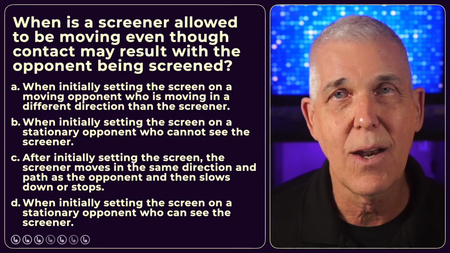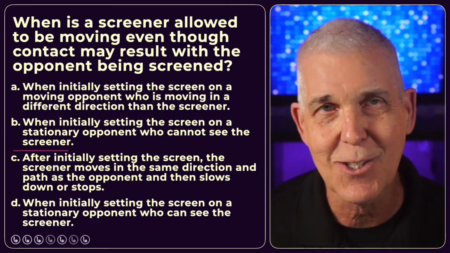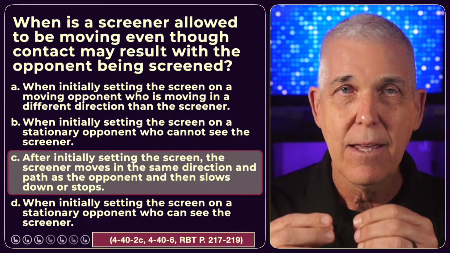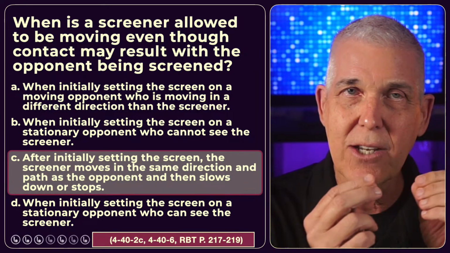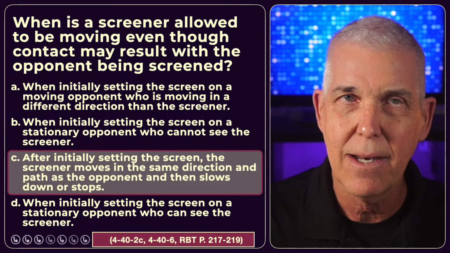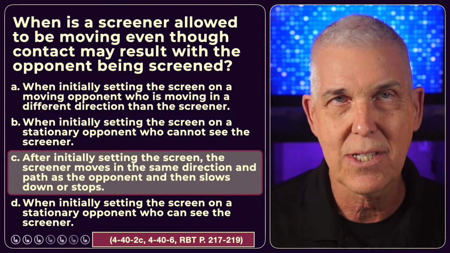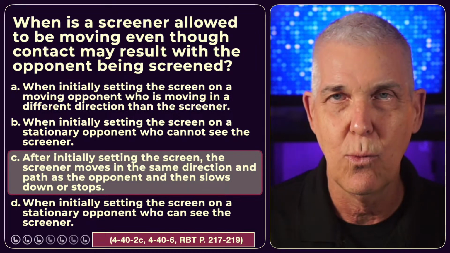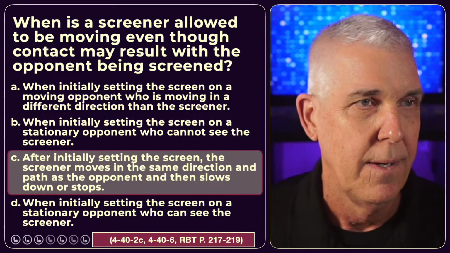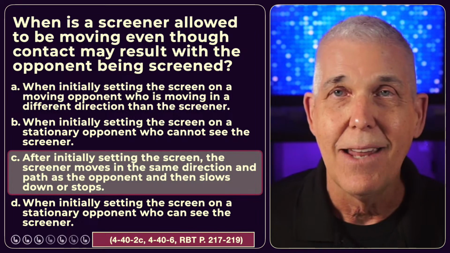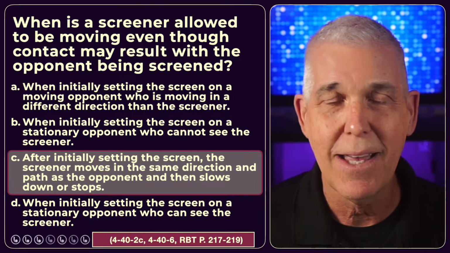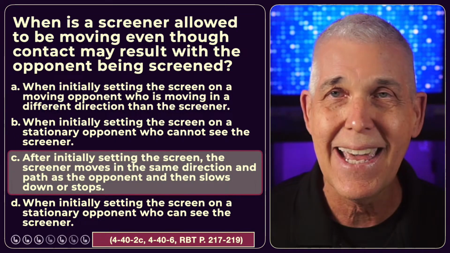Word salad. A lot of words. Our correct answer here is C. After initially setting the screen, the screener moves in the same direction and path as the opponent and then slows down or stops. This is allowed by rule. And we're going to leave it at that. Are we going to have a lengthy explanation about that play? No. Why? Because we're at the end of the session, right?